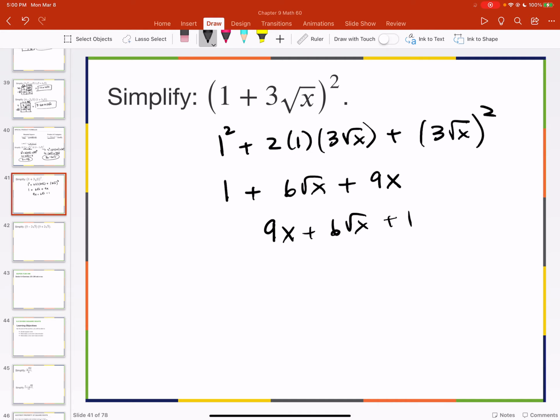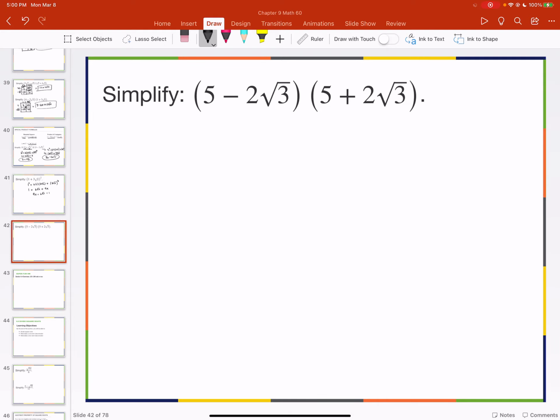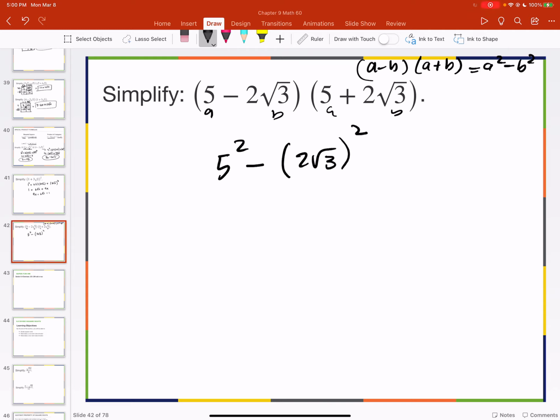And then this last one is for difference of squares. So remember, a minus b times a plus b is going to be a squared minus b squared. So this would be a, and this is b, and this is a, and this is b. So then your product is just going to be 5 squared minus 2 square root of 3 squared. Well, then that's just going to become 25 minus, and then this 2 root 3 is going to become 4 times 3, right? And for those of you that are like, why?